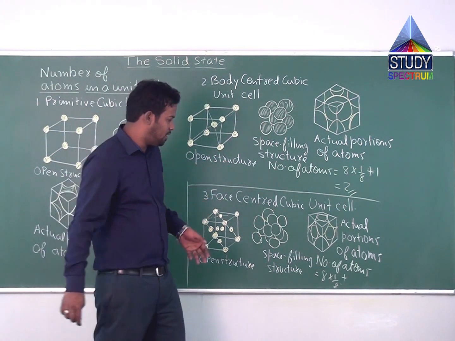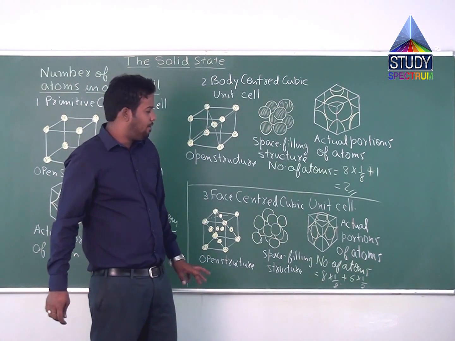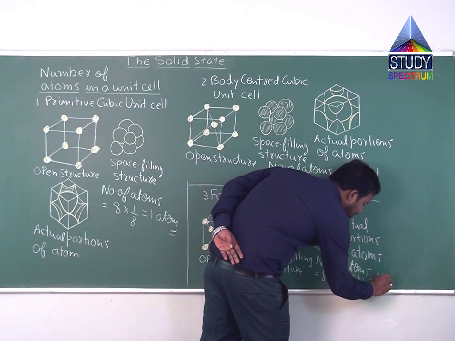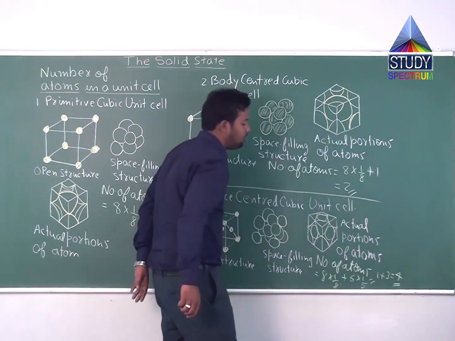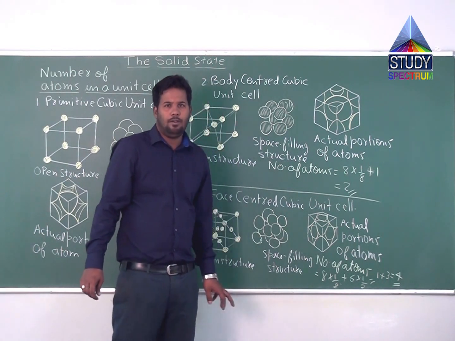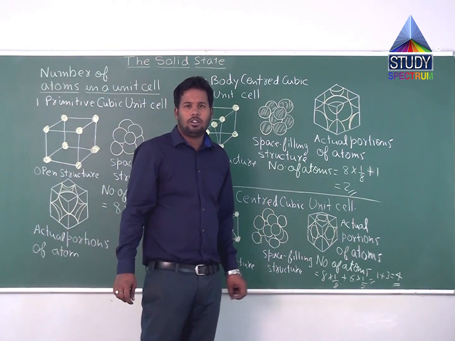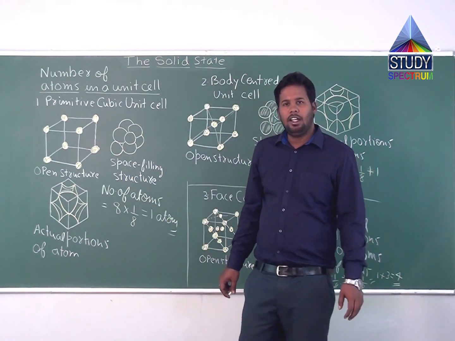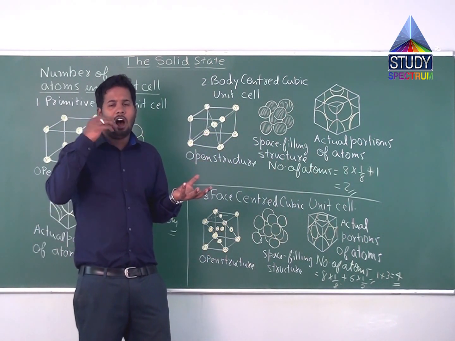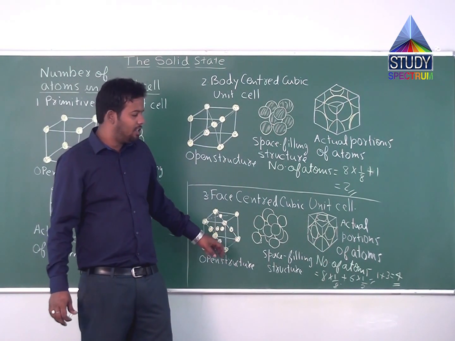And since there are 6 different faces, we can say 6 into half is the contribution from the center of each face, which will turn out to be simply 3. So 1 plus 3, that is 4. So finally we can say that the number of atoms in a face-centered cubic unit cell is turning out to be 4. Why? Because the contribution of atoms by corners of this cube will be 1, and since an atom is placed at the center of each face, the contribution from the face side becomes 6 into half, since half of each atom is inside this cube and half outside this cube. So 6 into half, that is 3. So the effective number of atoms in a face-centered cubic unit cell is coming out to be 4.